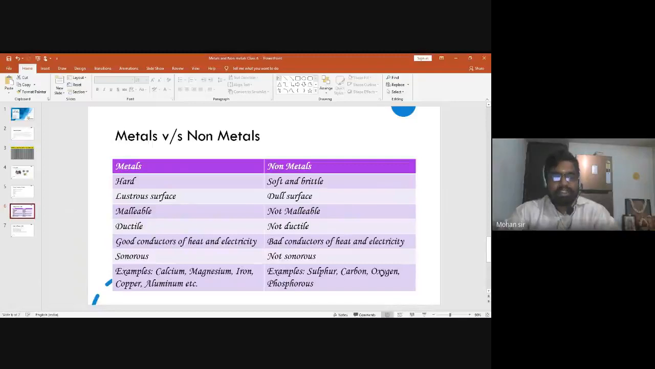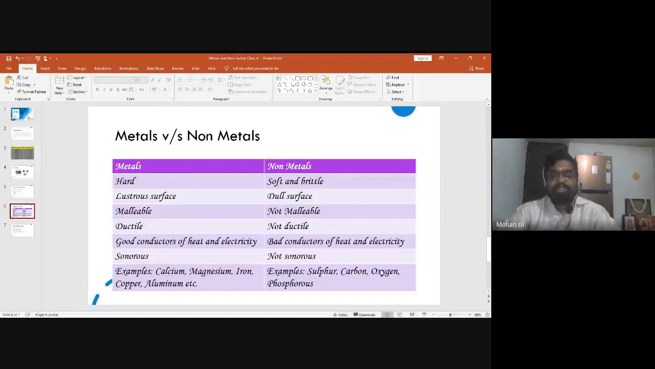And the next thing is, metals are sonorous, non-metals are not sonorous. Are we clear with all this? And yes, sonorous is just a ringing sound which the metals will produce. Non-metals do not produce that kind of sound. So if I give you two tiffin boxes, one made of plastic and the other made of steel, and I give you a small pen and ask you to find out which is made of plastic and which is made of metal, will you be able to find it out?